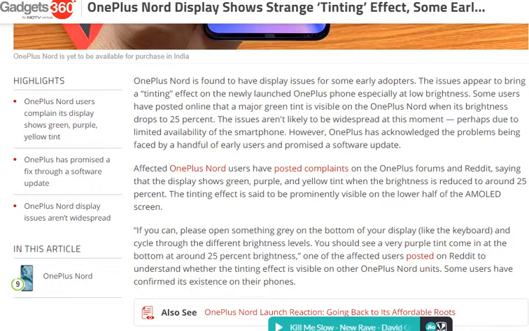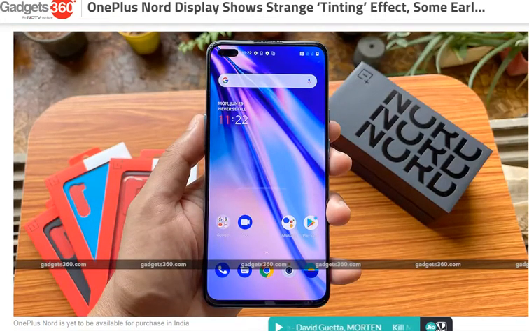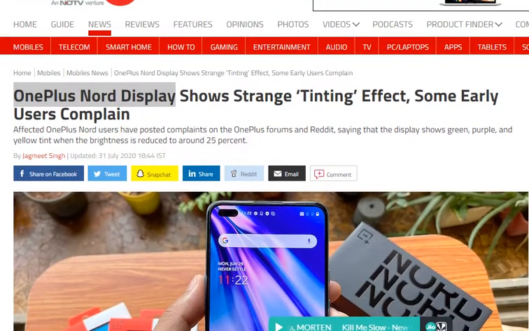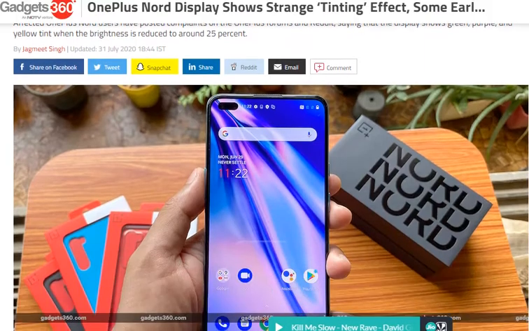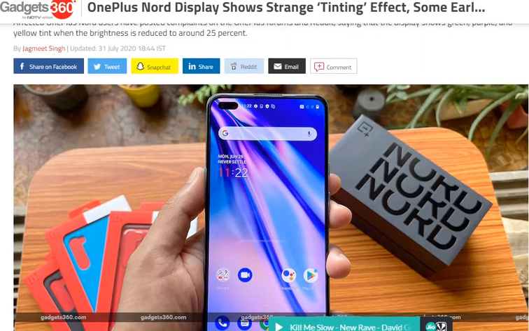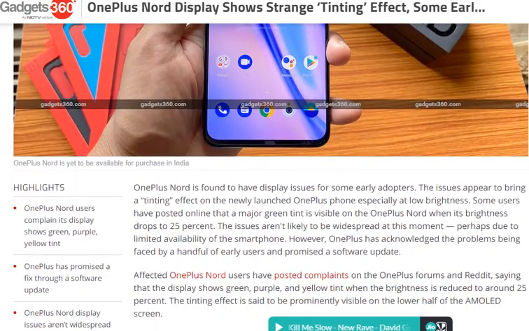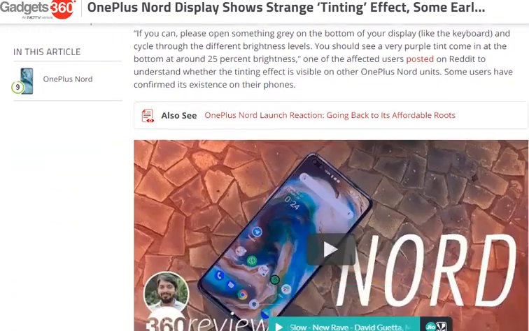Of course it is not very visible in daylight or bright lighting situations, but when you're using the phone in a dark room, and many people do use their phones in these scenarios, it's really difficult, because you can clearly see the tint on gray backgrounds, and it bugs a lot of people.